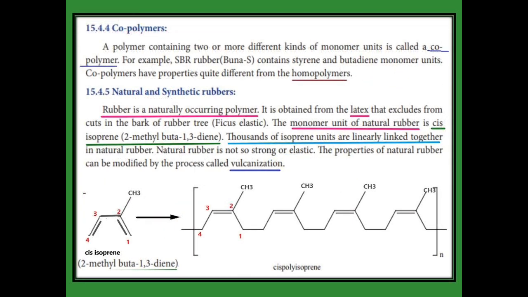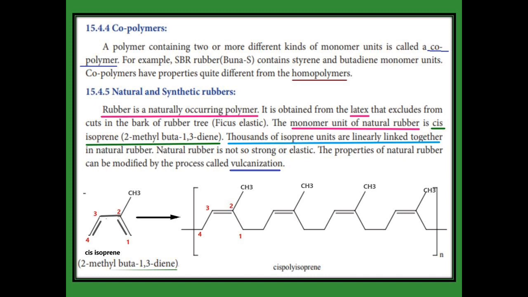Copolymers means the polymer has different kinds of monomer, whereas homopolymers have the same kind of monomer. Same kind of monomer giving the polymer is called a homopolymer. Copolymer means it contains two or more different kinds of monomer linked together to give the polymer, that is called a copolymer.